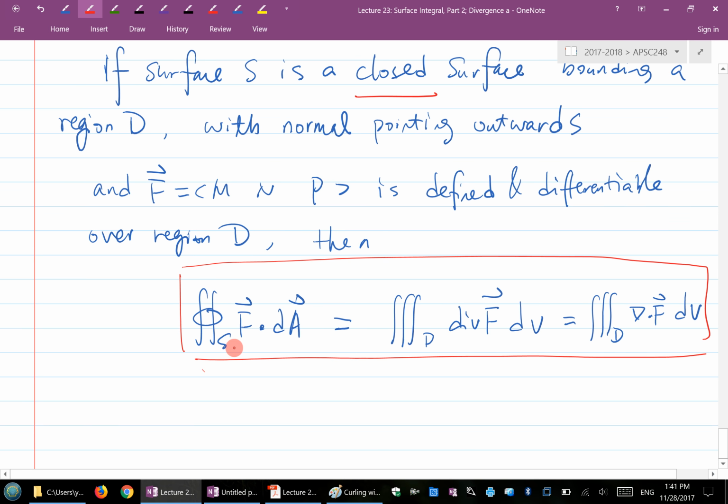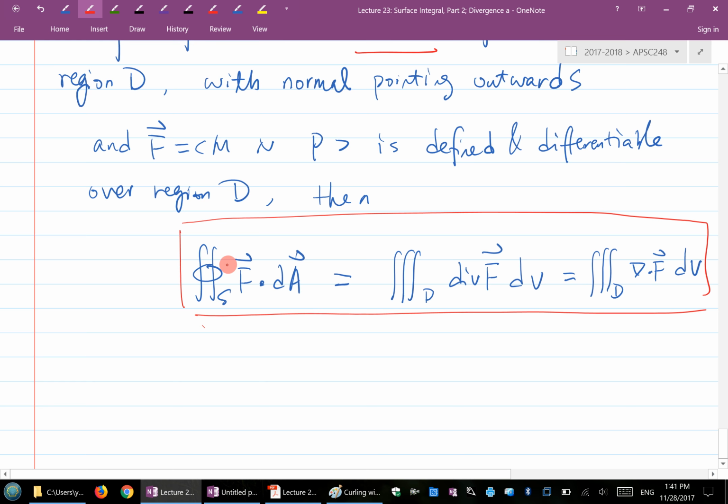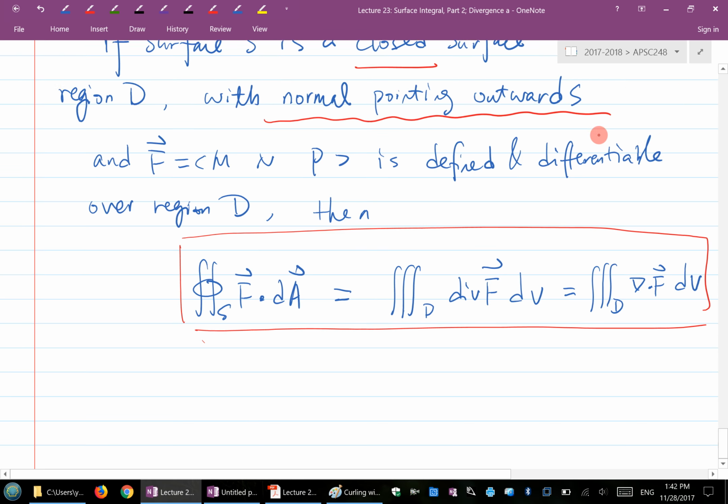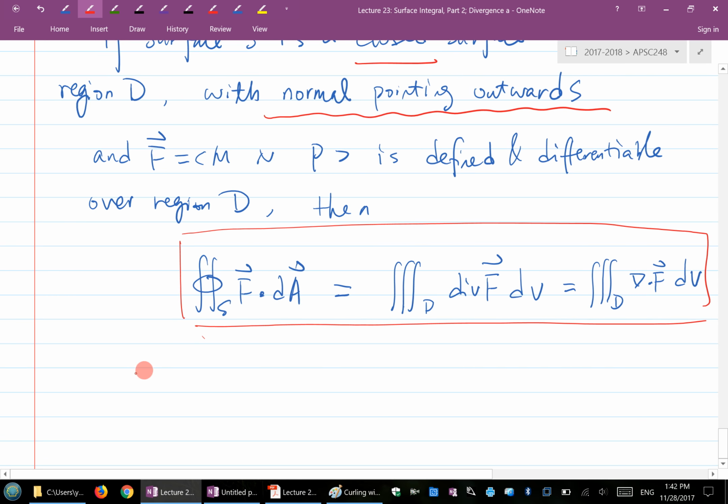So technically speaking, what does the left side give us? Remember, when we integrate this surface integral here, the condition says it has to be the normal pointing outwards, right? The normal pointing outwards. So for this particular one, this is essentially referring to outward flux. So this is basically the outward flux.